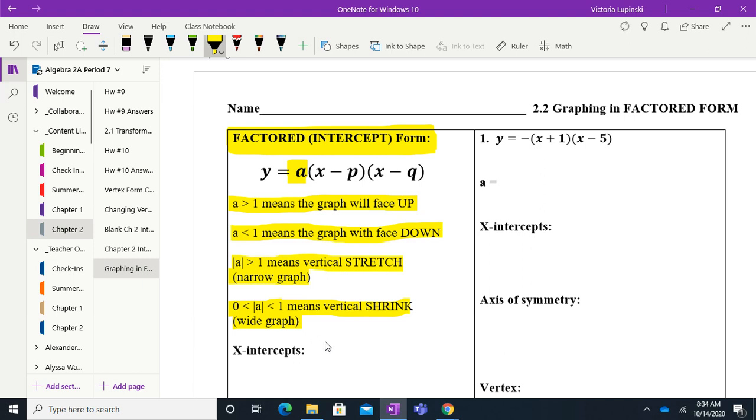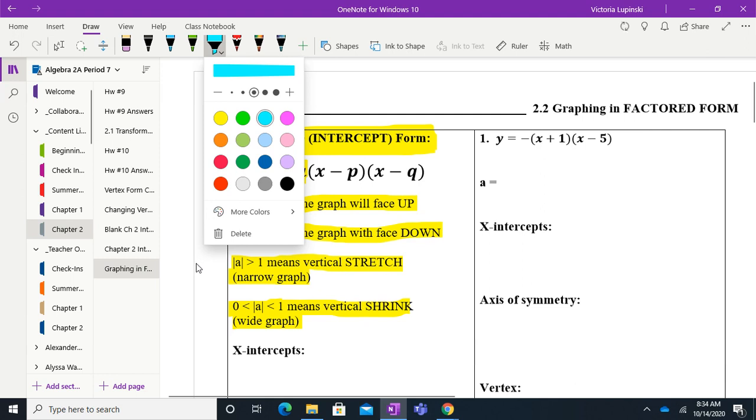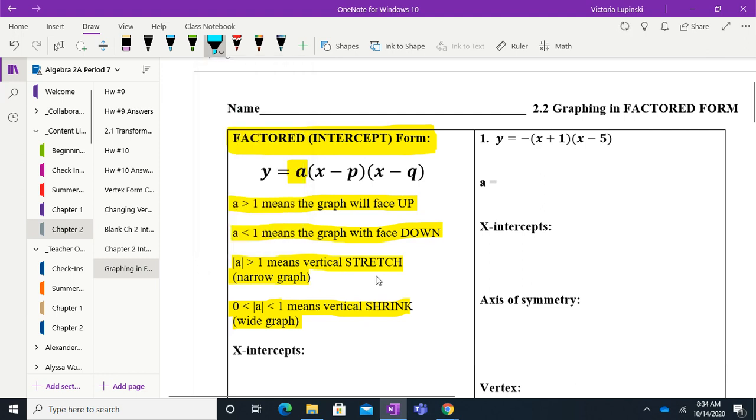So again, for all the things that are changing from one form to the other, the thing that remains the same is the A value. It always tells you if the graph will face up or down, and whether or not it will be the normal width, a narrow width, or a wide width. Then take a look at the rest of the equation. So 2 parentheses, those are generally called factors, which is why this is called factored form. So it's x minus p and x minus q. Please make sure you know that these can also be additions. Whether they're minus or plus means something, which we'll get to in just a minute.